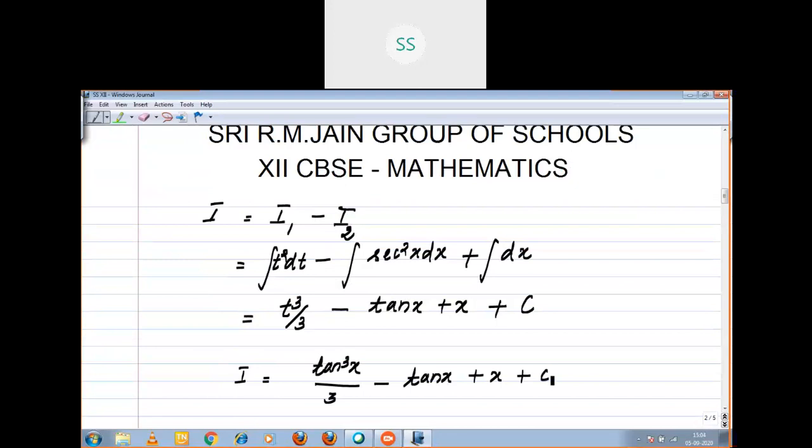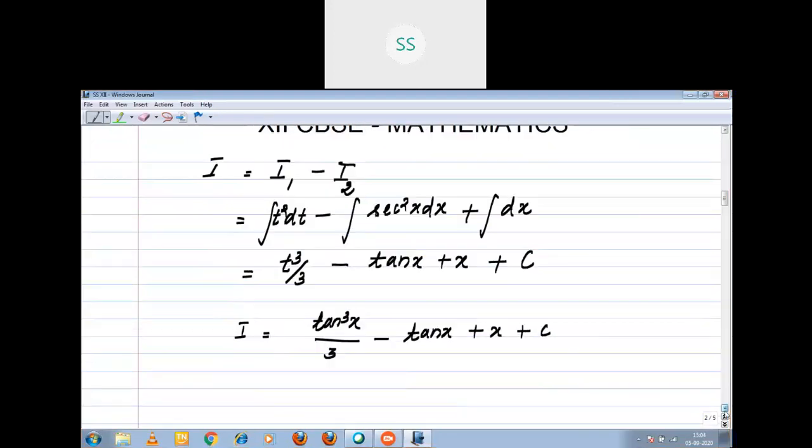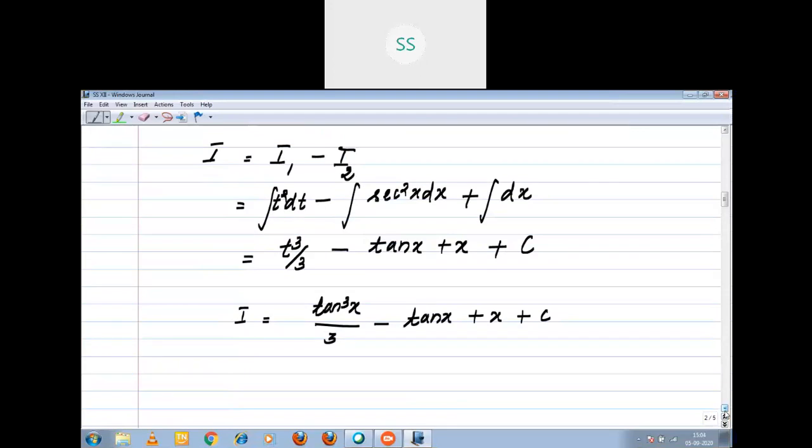Got it, children? Now I am going to move to question number 18. Question number 18: integral cos 2x plus 2 sin square x dx.